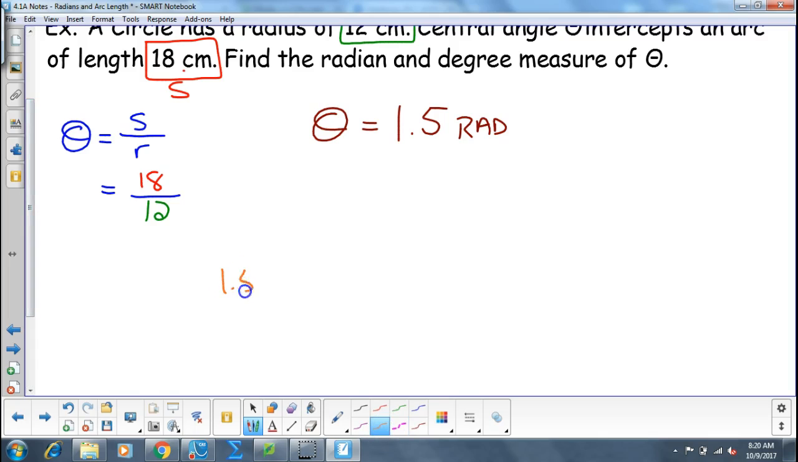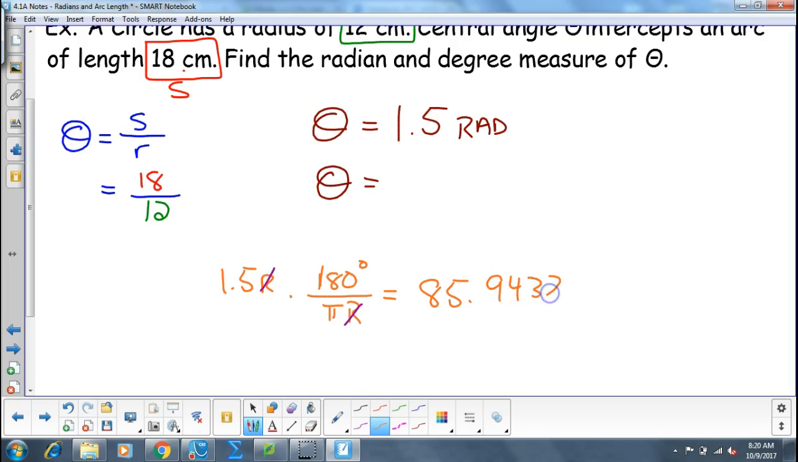Now, we need to convert 1.5 radians into degrees. So 1.5 radians times 180 degrees over pi radians. Let's use 3 for pi, seems to be a nice common number. Okay? So theta is also equal to what? So I would say 85.944.